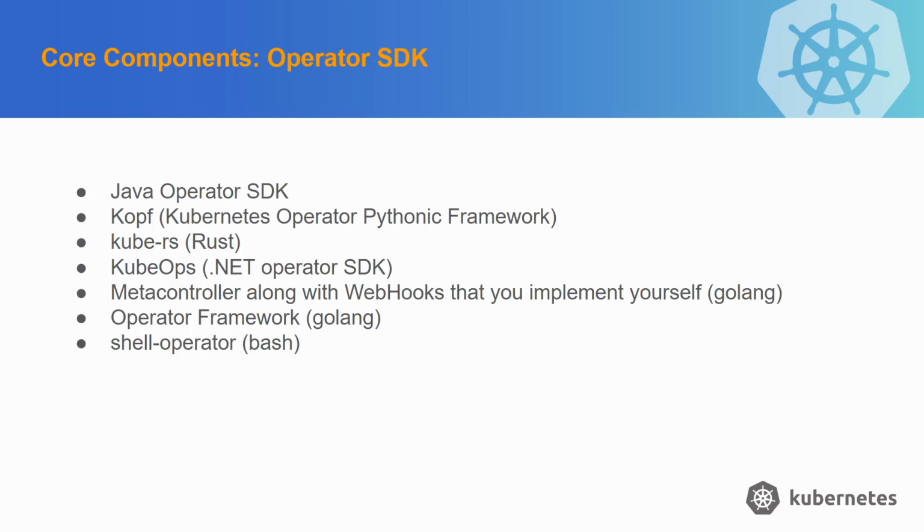The operator SDK depends on which language you are fluent in. There is a Java operator SDK, there is Kopf in Python, there is even one in Rust or .NET. So there are a lot of different SDKs for operators. From my experience, my first operator was using Kopf. Now I am using the shell operator, and I'm starting to develop things on an operator framework. There are more of those. Those are just examples.